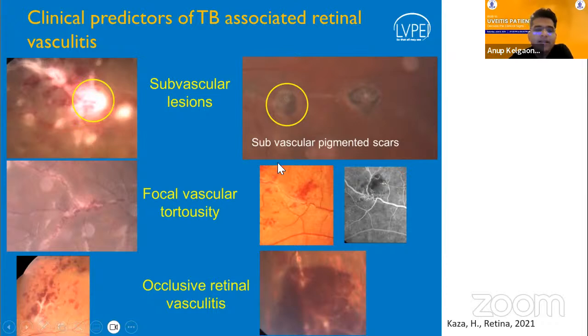Then the second sign that you have is focal vascular tortuosity. You see this tortuousness of the vessel. Sometimes it is broad, sometimes just focally. And the third thing is it is an occlusive retinal vasculitis. So if in a TB endemic country you are seeing these particular three signs, then you are possibly looking at etiologically a tubercular retinal vasculitis. And it's very important that we give anti-tubercular therapy subsequently to them.